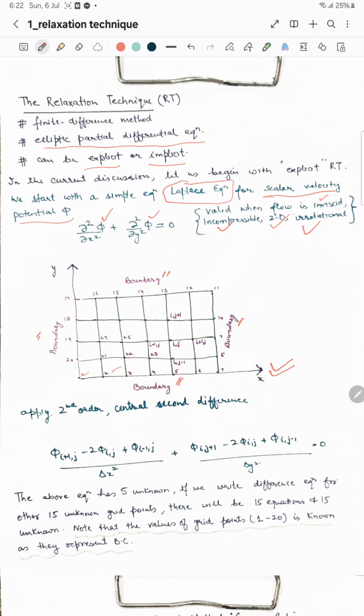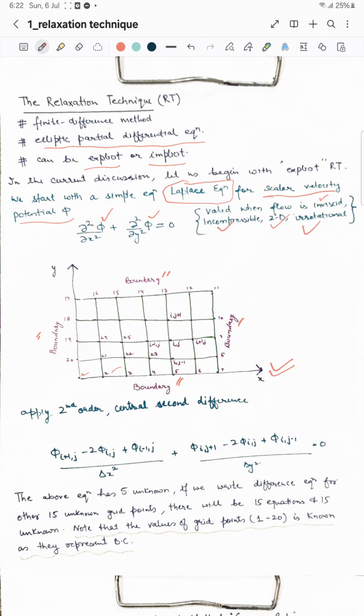So bottom, top, extreme left and extreme right, we have the boundary conditions. Here the value of phi is known, but for all the nodes that are inside these boundaries, we don't know the final values of phi. So this is where the technique will come into play. And how do we arrive at this?